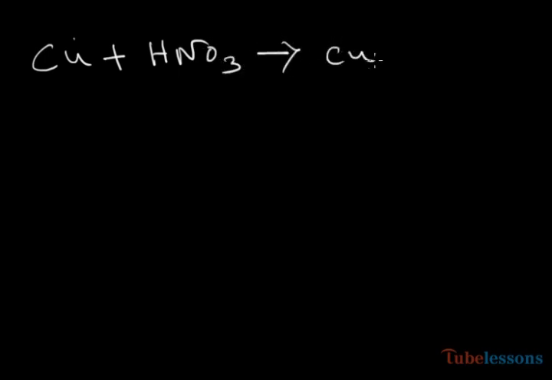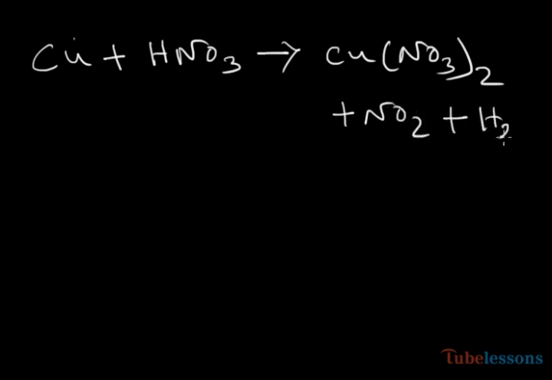Let us consider a reaction where copper and nitric acid reacts to form copper nitrate, nitrogen dioxide and water. Now, in this reaction, if we count the number of nitrogen atoms, in the right hand side it is 2 plus 1, that is 3.